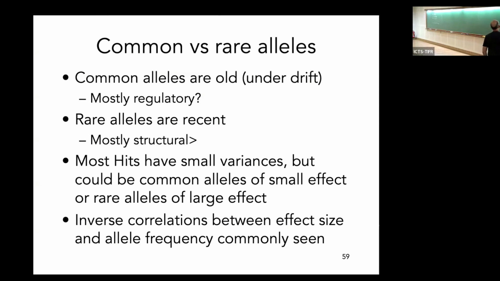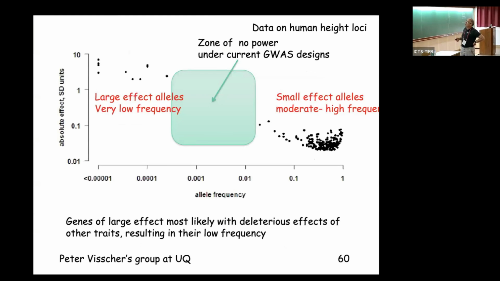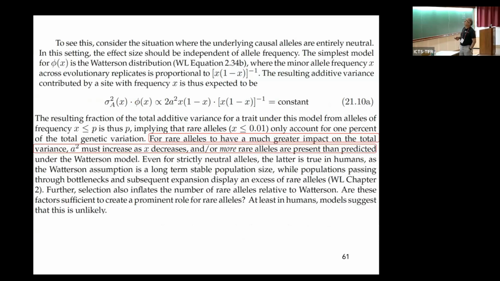So most hits have small variances, but they could be common alleles of small effect or rare alleles of large effect. And again, there's this common pattern of an inverse correlation between effect size and frequency, such that over a large number of traits, GWAS hits with large effects tend to also have very low frequencies. So how can we adjust for that?